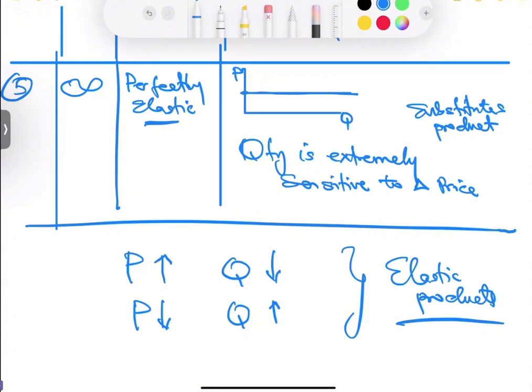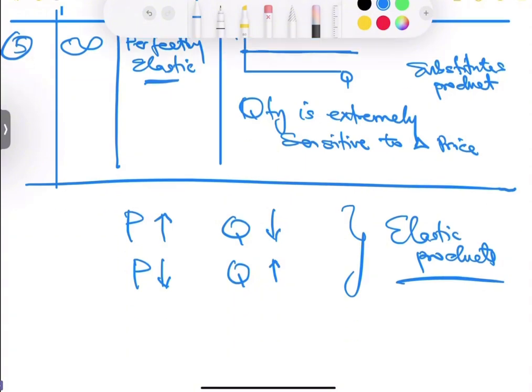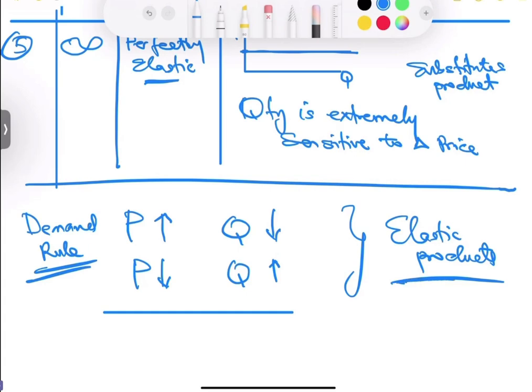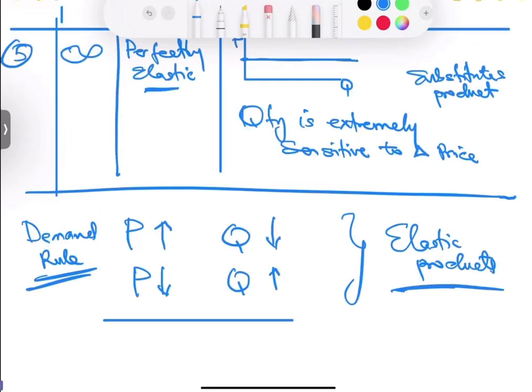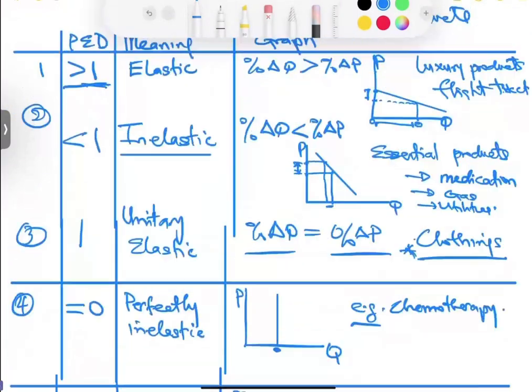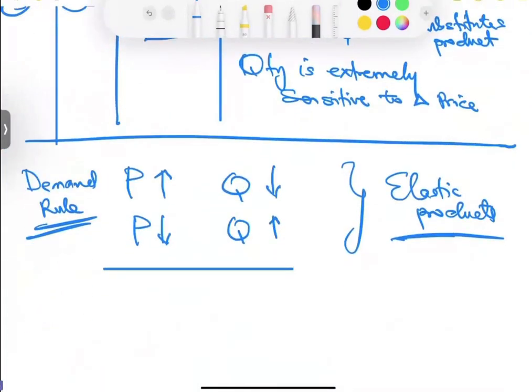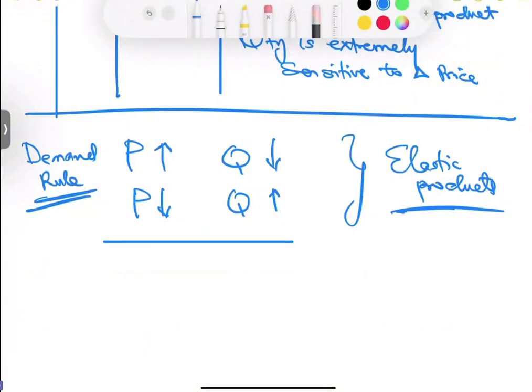Because that will give us significant impact, to support this demand rule. Because this is our demand rule, generally speaking. And that is how elastic products behave. Because generally speaking, all products are expected to be elastic, just that the degree of elasticity is what makes us categorize them into these 5 different categories. Generally we expect that people reduce quantity when price is high.